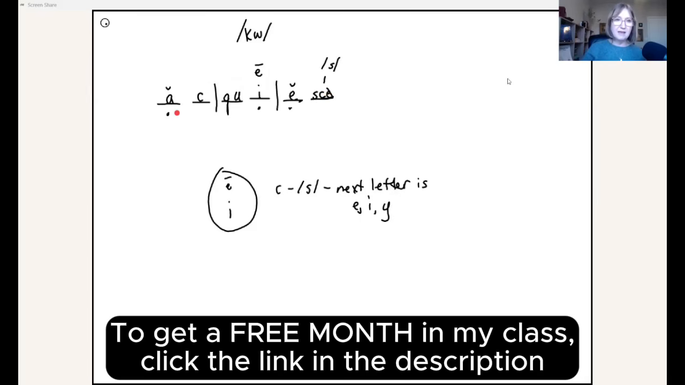So we have a, k, but these 2 sounds are going to really blend together and sound kind of like one sound. That's why it was hard for me to separate. E, s, acquiesce. Acquiesce means to consent or give your permission. Acquiesce. Did you get that one?